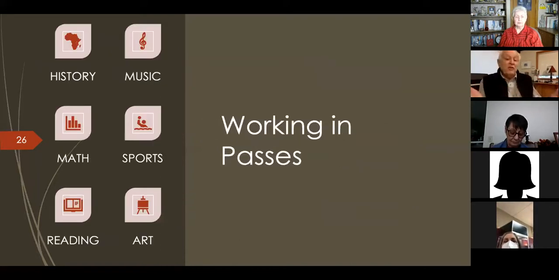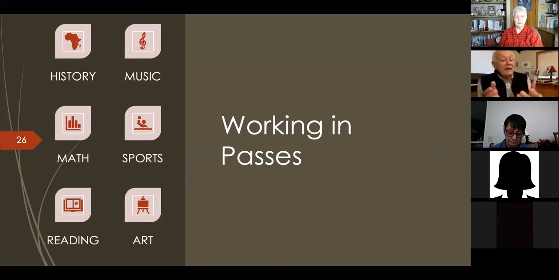So you can do this working in passes, not just in writing, but in lots of other areas, in history, of course, music, math, sports, reading, art, you name it. We don't always think of things like history, for example, because it's like, well, that's something where I just have to lecture.